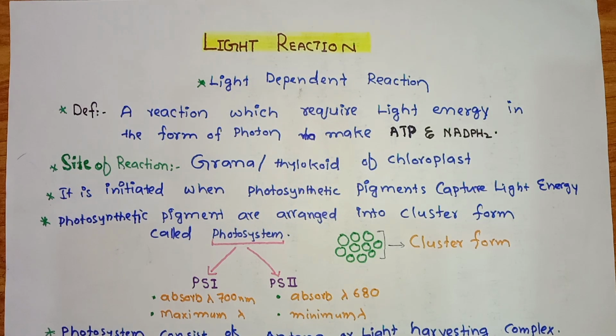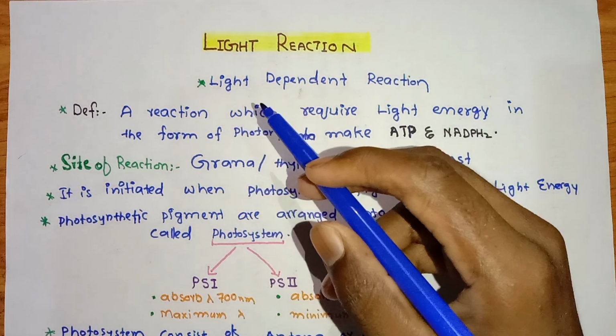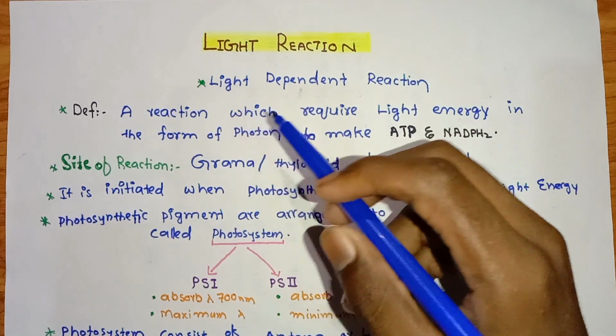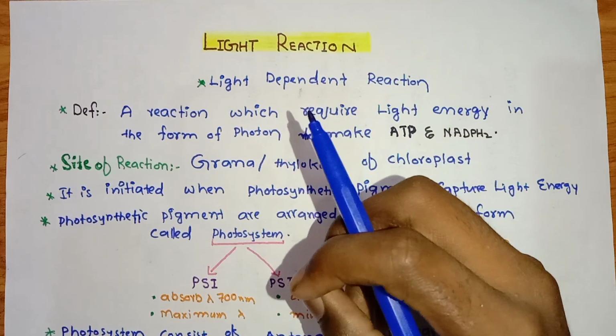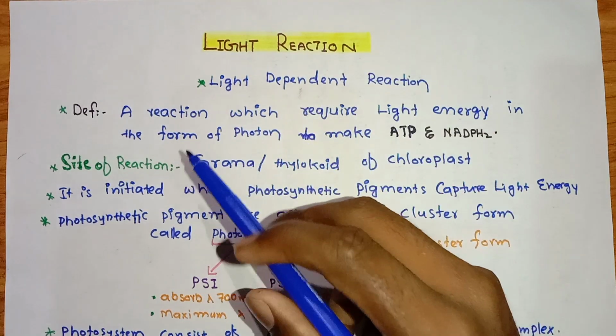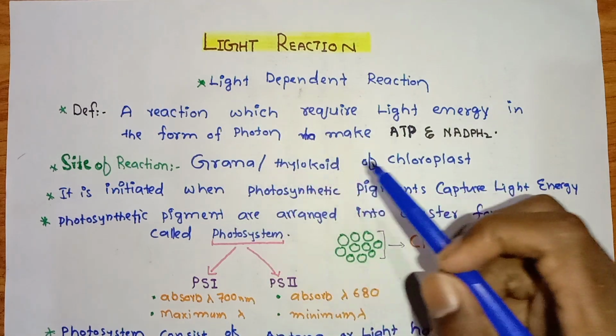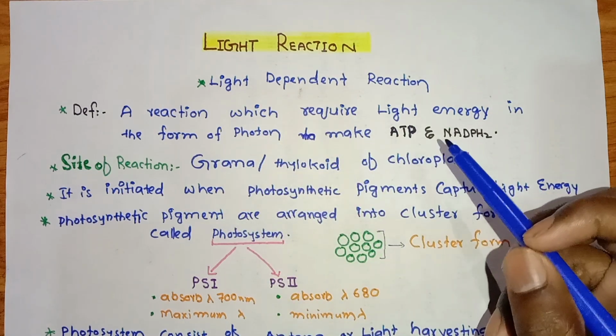It's myself, Madanand. In our previous lecture, we discussed the mechanism of photosynthesis, and now we are going to discuss the light reaction. So, what is the light reaction? It is also called the light dependent reaction. If we talk about its definition, it is a reaction which requires light energy in the form of photons to make ATP and NADPH2.